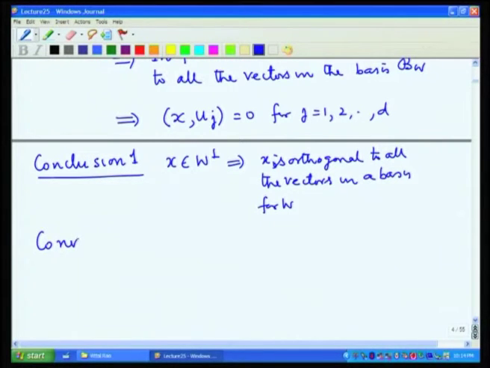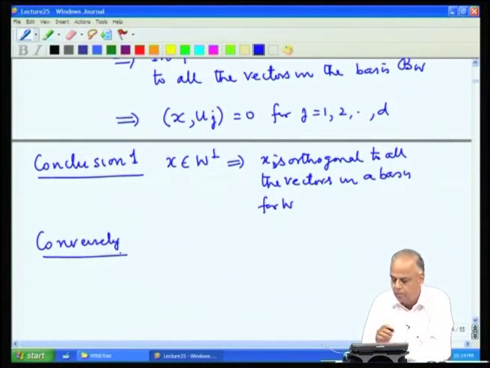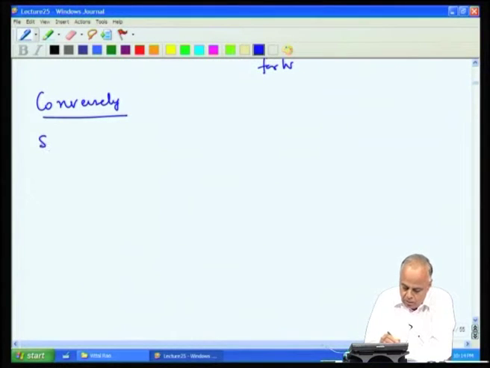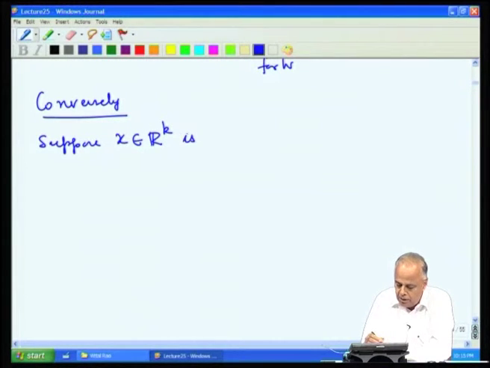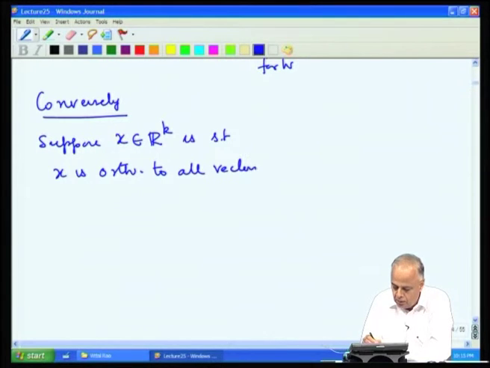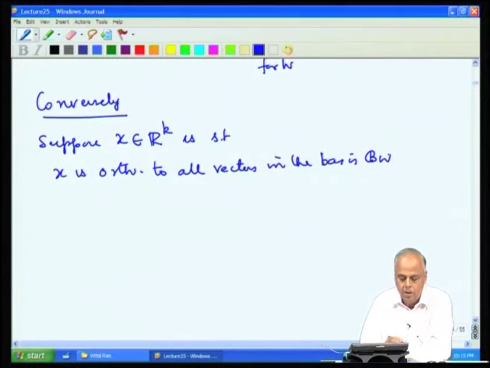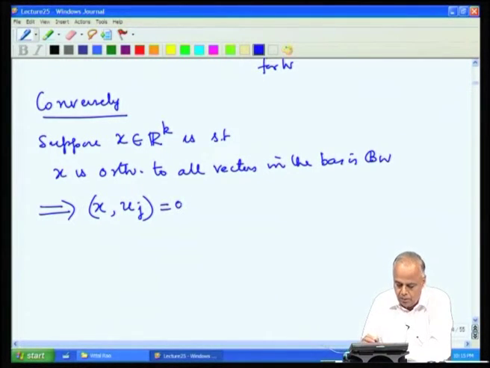Conversely, suppose x belongs to R^k is such that x is orthogonal to all vectors in the basis B_W. What does that mean? This means ⟨x, u_j⟩ is equal to 0 for j equal to 1 up to d.